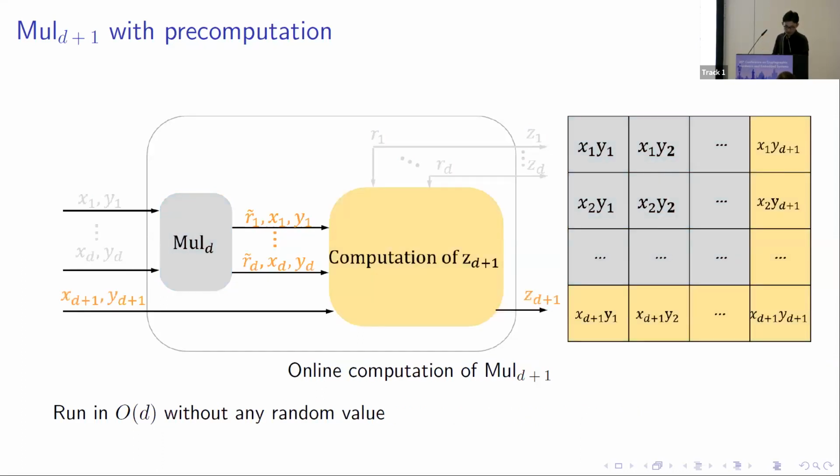The online computation covers the computation of the D plus 1 share. This phase is much more efficient than pre-computation. It just takes the last share of input and some pre-computed values to compute the last share of output. This phase runs in linear time without random variables.